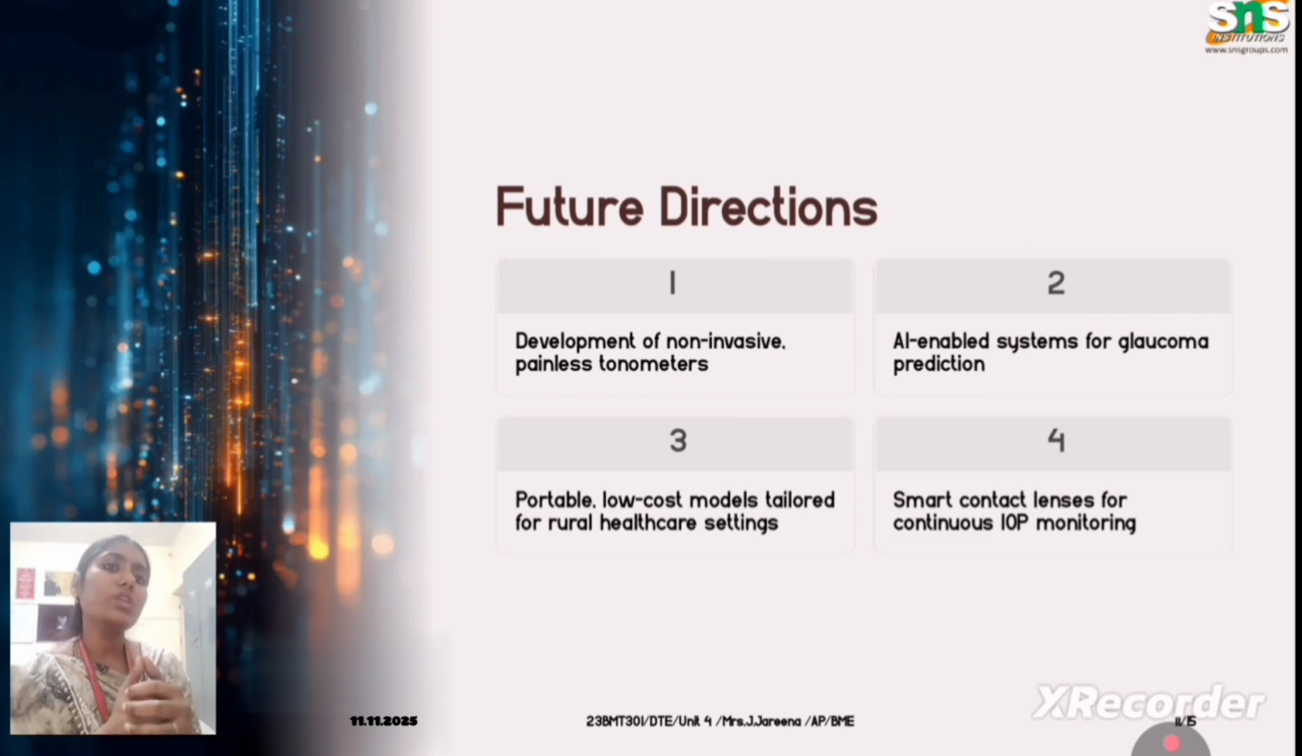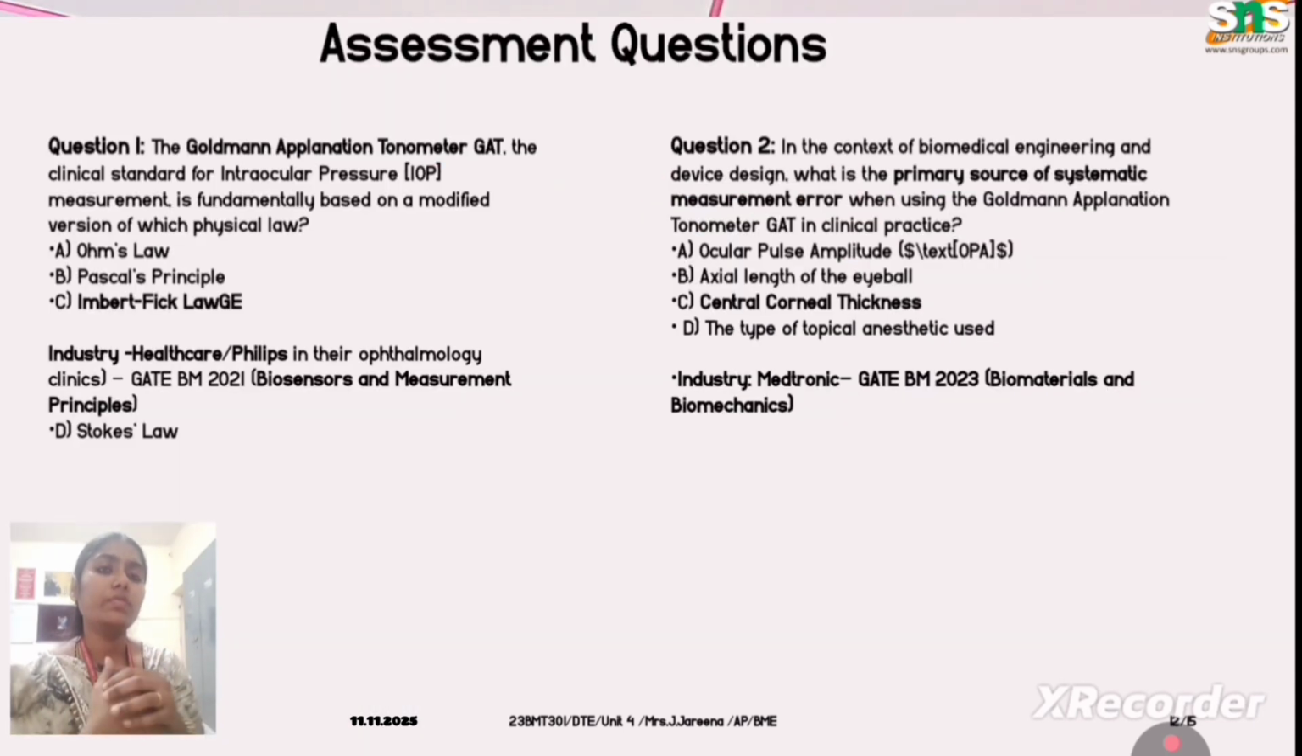The future direction: we are in the world of AI. So obviously AI can enable these systems with even better accuracy and prediction, and we can have even painless tonometers in future. We can even develop low-cost models and smart contact lenses, in line with the future. The assessment questions related to this topic are posted here. Later you can view them or check out my video.